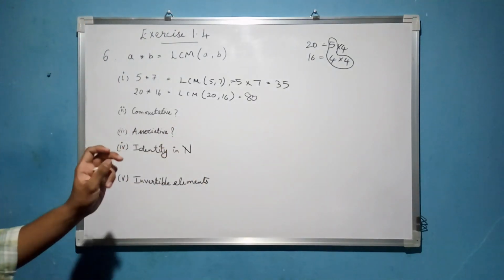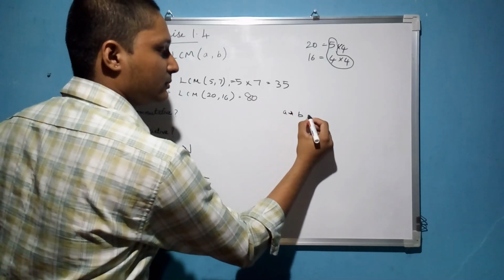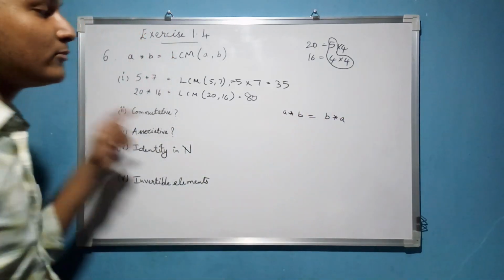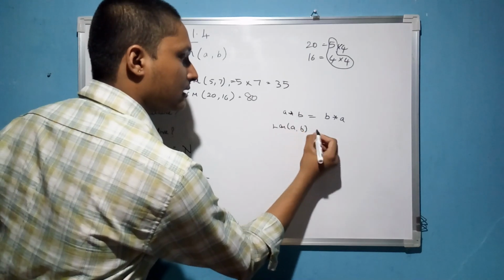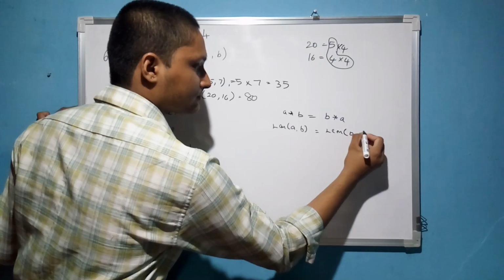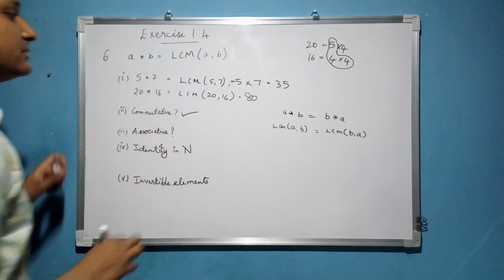It should be commutative. So what does it mean? A star B should be equal to B star A. This stands for LCM of A and B, and this also stands for LCM of B and A. That means both are equal. That is, it is commutative.